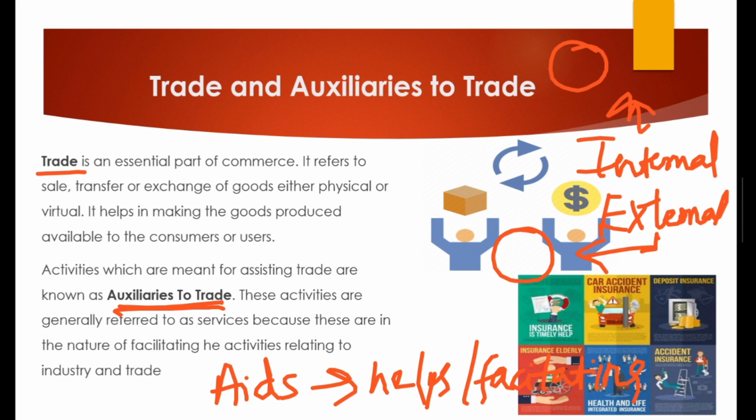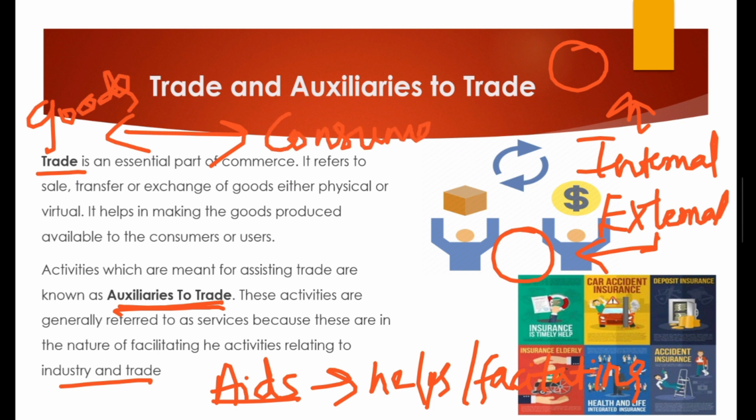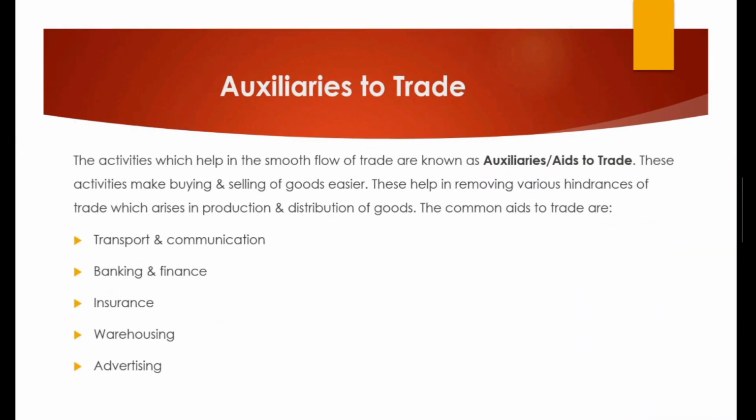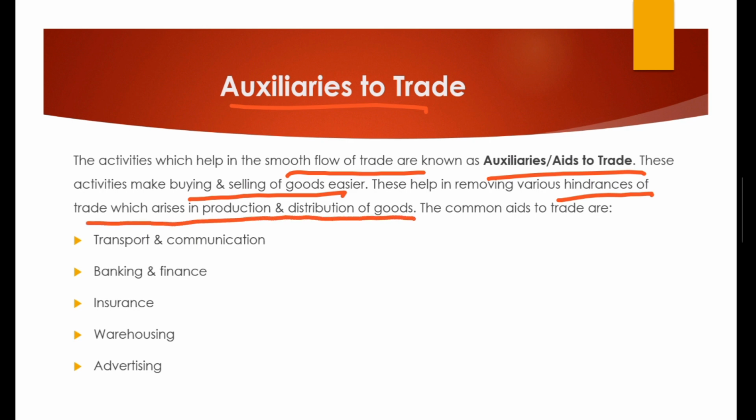Now let us study about different types of aids to trade, different activities, different facilities which help in smooth functioning of trade, which help in movement of goods to consumers. Let us look into that. Auxiliaries to trade. Activities that help in the smooth flow of trade are known as auxiliaries or aids to trade. These activities make buying and selling goods easier. They remove hindrances of trade which arise in the production and distribution of goods.